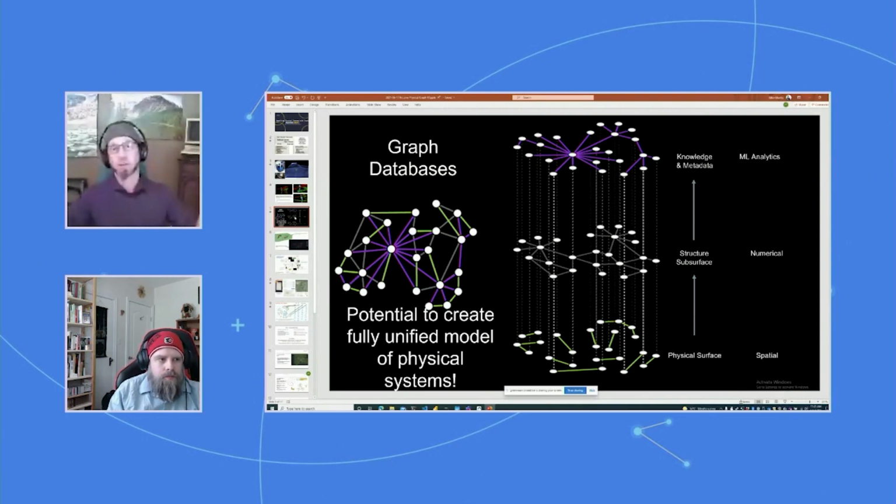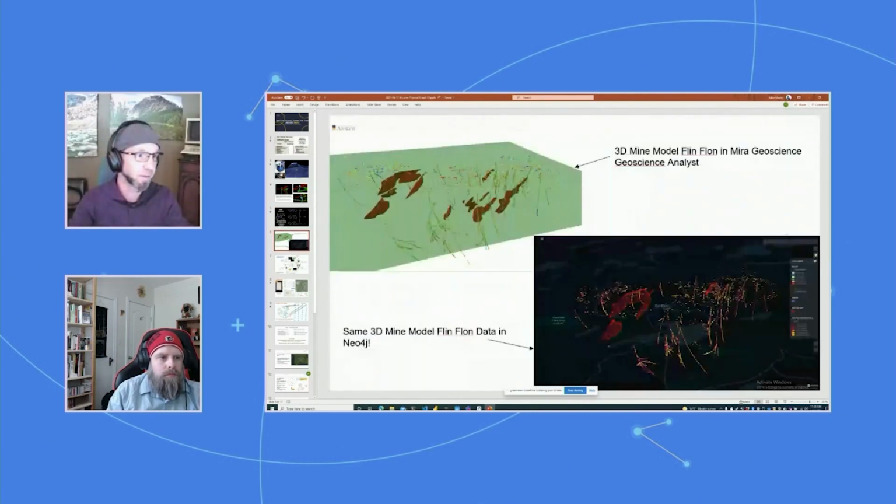Then I can also bring in all the rich machine learning and algorithms that are associated with the analytics piece. I can bring in all my knowledge and metadata associated with the decisions that were made to construct these models. It's a very disruptive paradigm. So over the past year, we've been conducting experiments to pull different aspects of the world of geosciences into the graph and see if we can validate this hypothesis about graph being disruptive to this world.